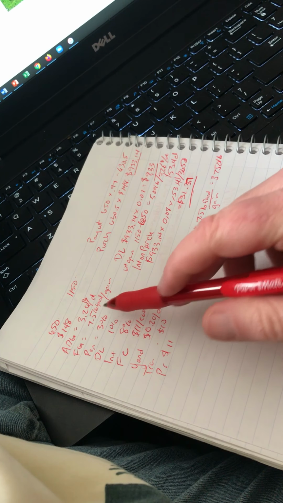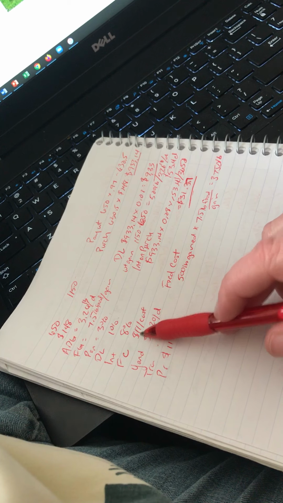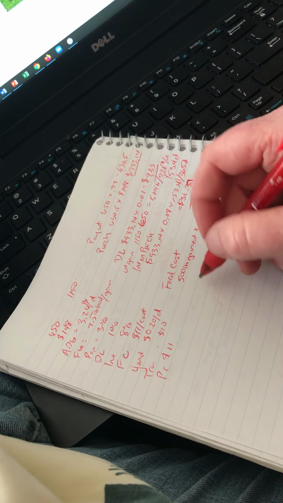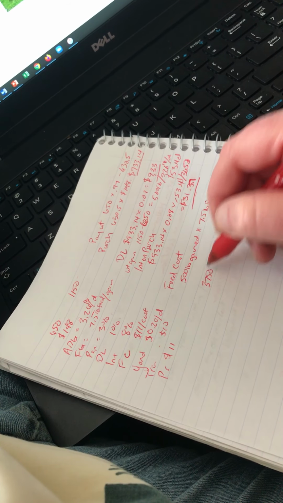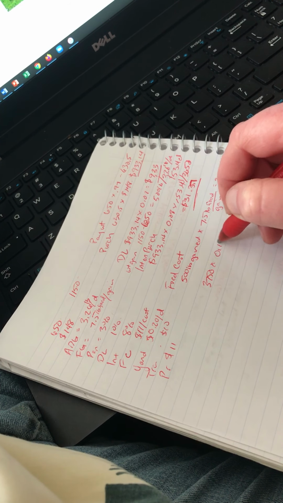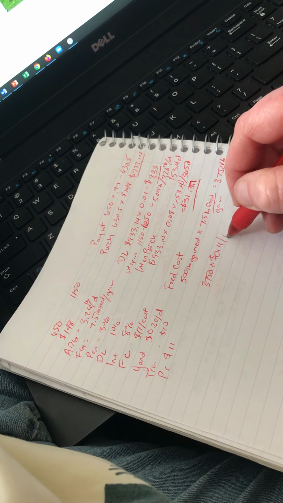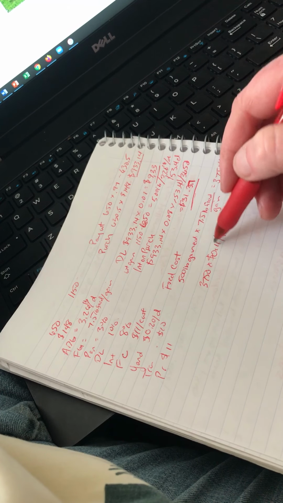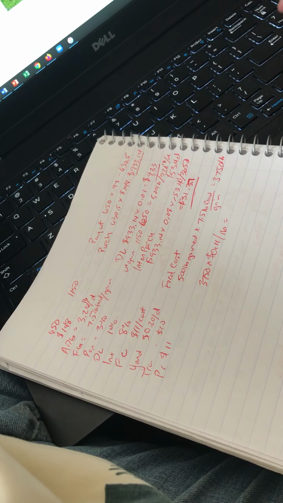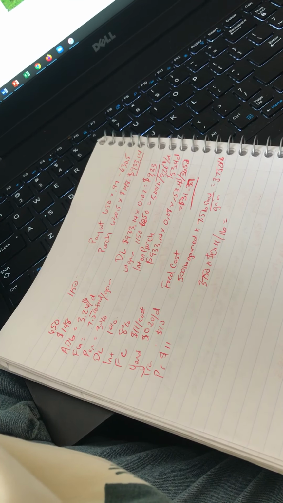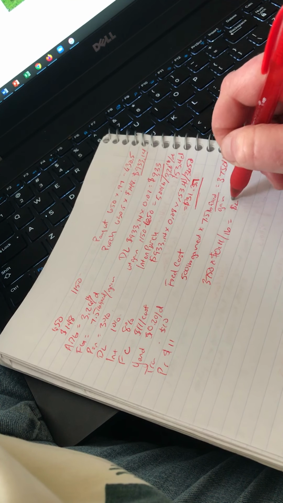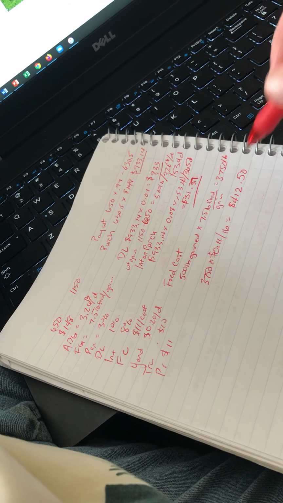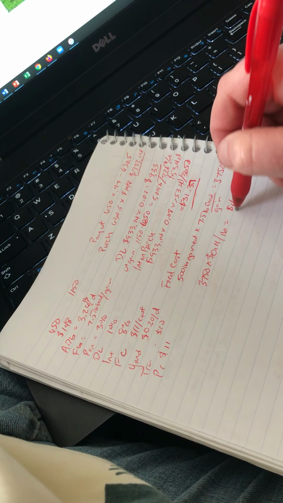That costs 11 cents a pound, or $11 per 100 pounds. So I'll take 3,750 times 11 cents a pound. I just move my decimal because that's per 100 pounds and this is per pound. So 3,750 times 11 cents is going to be about $412.50 I spent on feed.